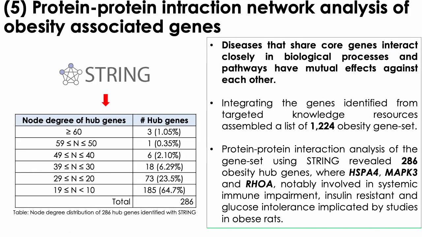Integrating genes predicted from these targeted knowledge resources assembled a list of 1,224 genes highly associated with obesity. Protein-protein interaction analysis of the gene set using STRING disclosed 286 obesity hub genes, which are involved in systemic immune impairment, insulin resistance, and glucose intolerance, implicated by studies in obese rats.